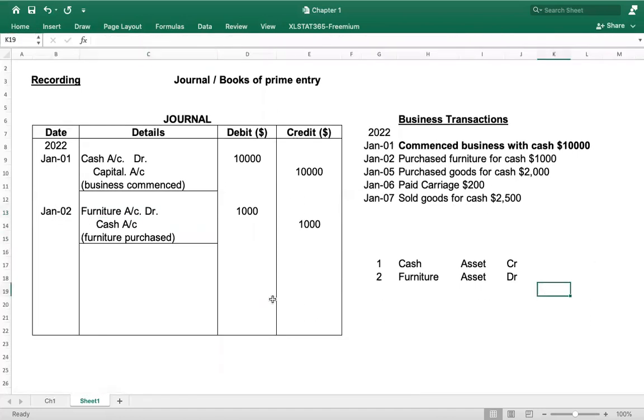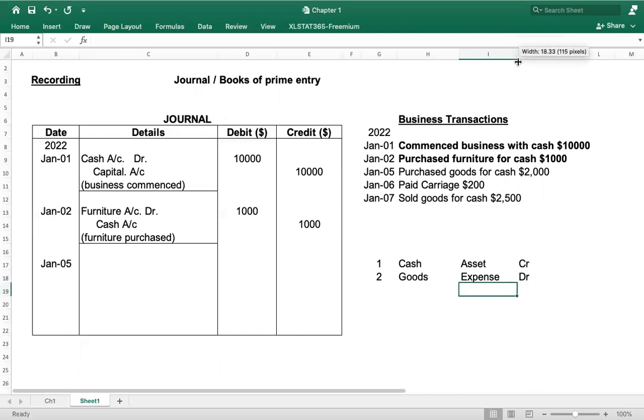Understood? Now tell me the third transaction, Jan 5th. Purchase goods for cash. Now tell me what happened. So cash, and the second item is goods, right? Cash will decrease. Now wait. Cash is which category? Asset. And goods is which?